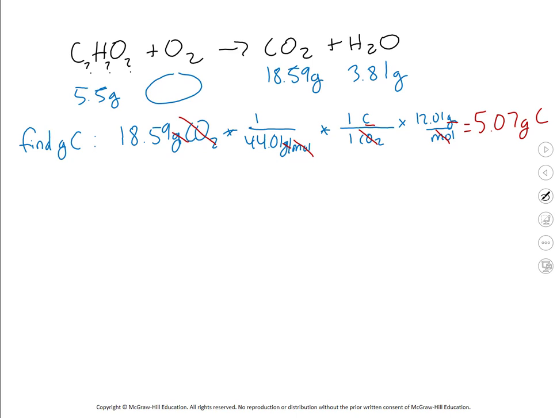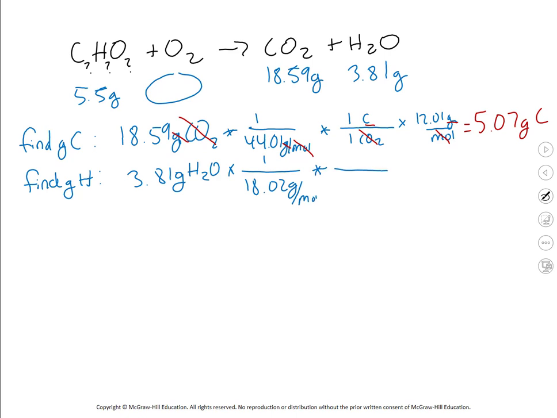Next step, we have grams of carbon. What are we going to find grams of next? Hydrogen. Good. So we're going to take that 3.81 grams of H2O, and we're going to do the exact same thing. Convert to moles by multiplying by 1 over the molar mass. Molar mass of water is 18.02.